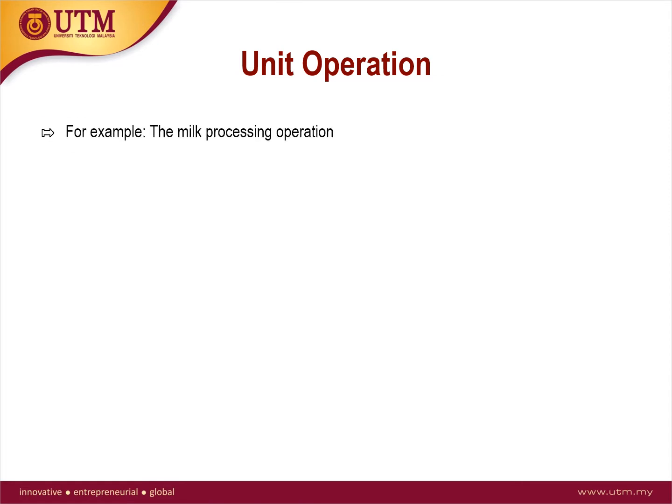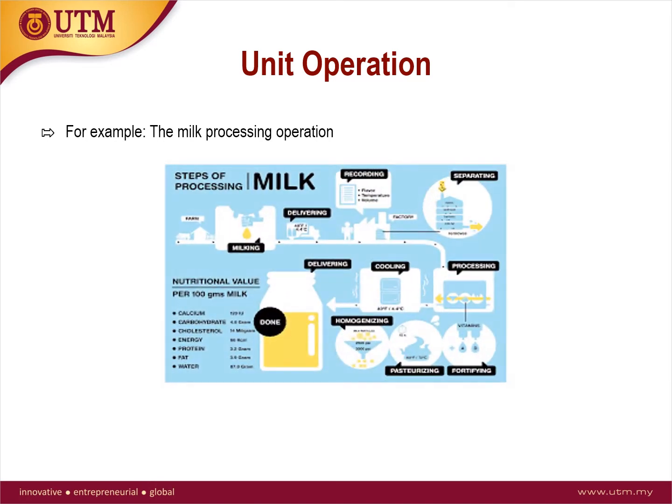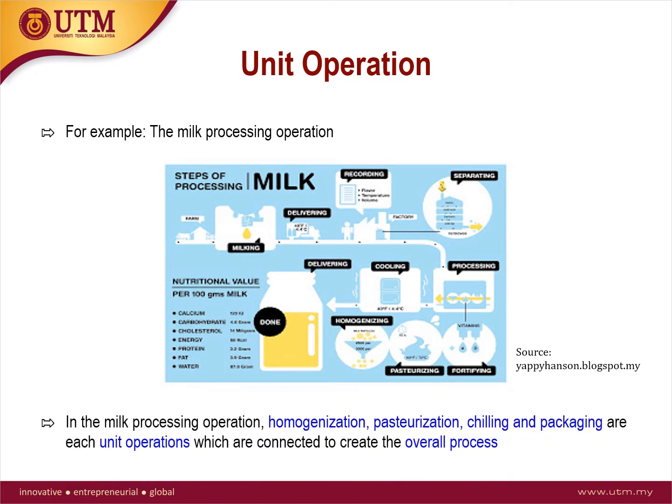One of the combinations of several unit operations in an industrial application is the milk processing operation. You can see from this diagram the various types of unit operations involved in the steps of processing milk, such as homogenization, pasteurization, chilling, and packaging. Homogenization is a process by which the fat droplets from the milk are emulsified and the cream doesn't separate. It can also mean a process of making things uniform or well mixed.